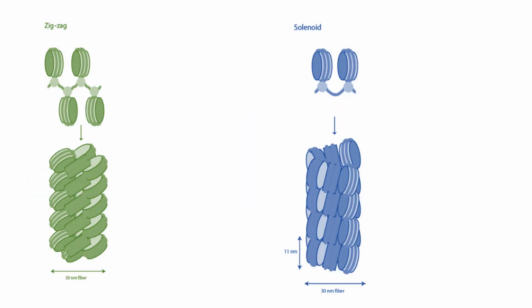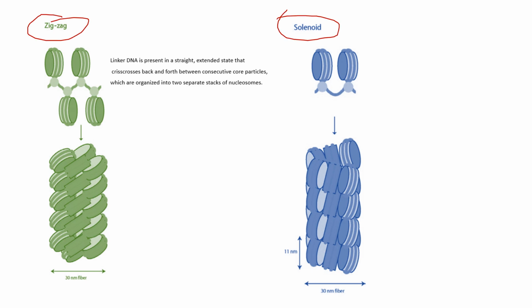The two most popular models to explain the 30 nm fiber are the zigzag model and the solenoid model. In the zigzag model, linker DNA is present in a straight extended state that crisscrosses back and forth between consecutive core particles, which are organized into two separate stacks of nucleosomes. But in the solenoid model, linker DNA gently curves as it connects consecutive core particles.